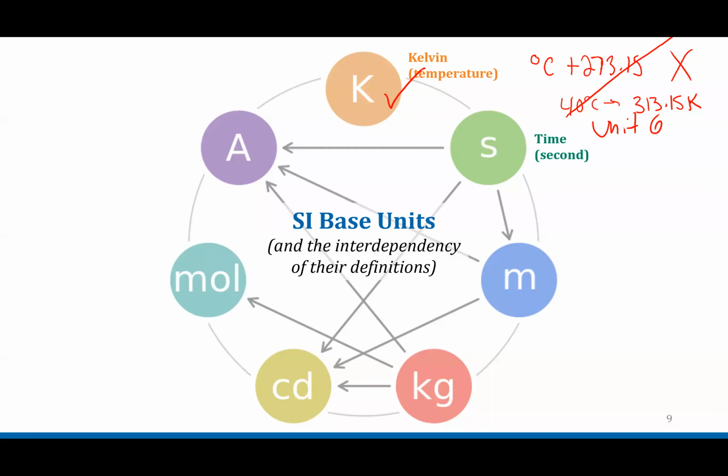All right, the next unit, the second. The second measures time. You've heard of this before. Definitely a useful unit, but you guys won't need this until the next chemistry course. So this is not one we'll use in chemistry 1120. The next unit is for length. It's the meter. This one we will use in chemistry, but we'll use it a little differently.